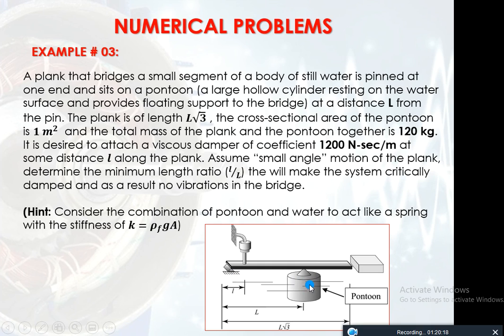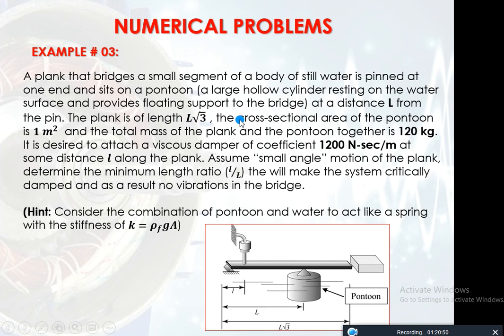So we can extract from the given information that the shape of the given pontoon is cylindrical, resting on the water surface and providing a floating support to the bridge. Okay, so this pontoon is providing floating support to the bridge, and it is located at a distance L from the pin. The plank is of length square root of 3 into L. This is the complete length of the plank.